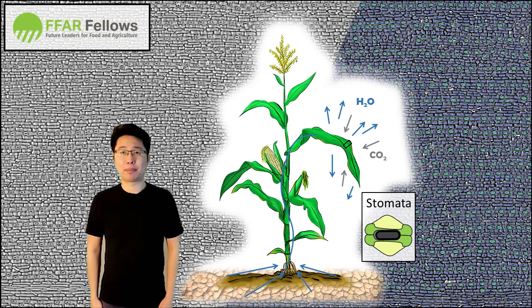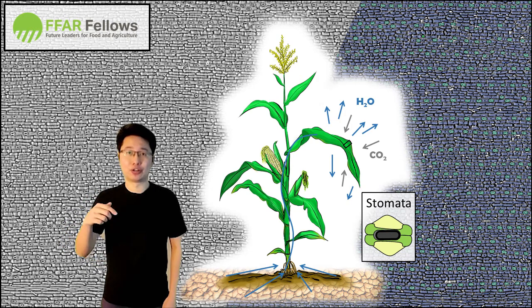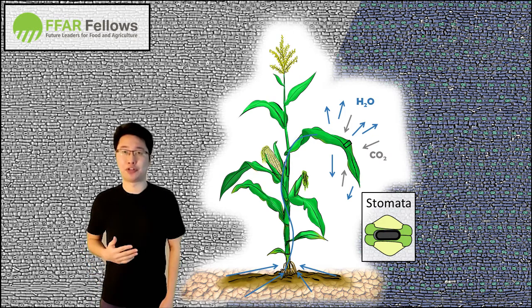Thus, we want to make plants cleverer in terms of water usage by reducing stomata density and size, so that plants like corn, which is a species I'm studying, can have access to just the right amount of CO2 to do highest photosynthesis. Meanwhile, water loss reaches a minimum. The very first step to approach it is to know how many stomata there are and how big they are in each corn plant.